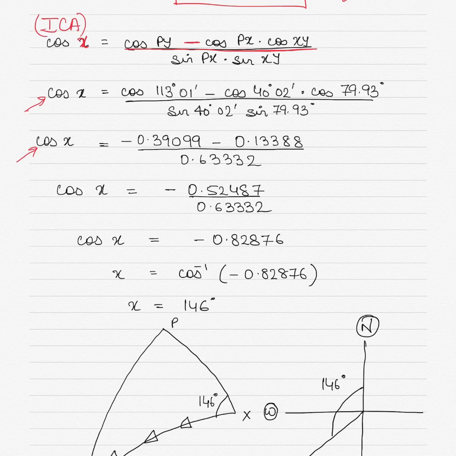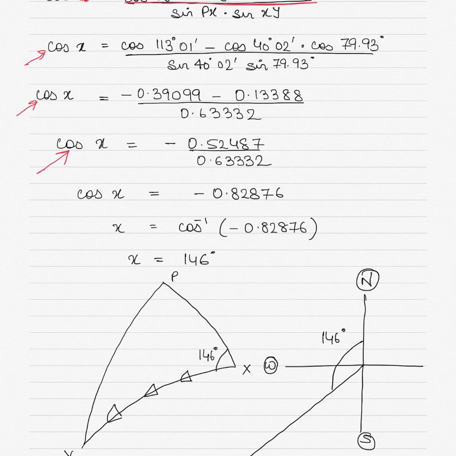So you keep checking your answer. Make sure you get the right answer. Compare and keep comparing with my values. Finally, you should be getting cos x equals negative 0.82876. Take cos to the other side, becomes cos inverse. Cos inverse of this gives you x as 146 degrees.